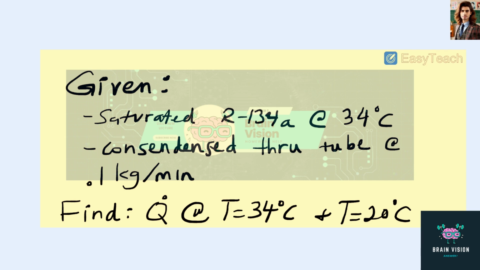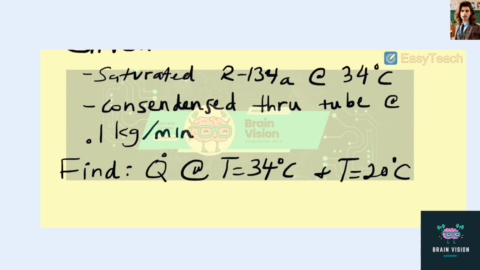Hi everyone, so what we have is saturated R134a moving through a condensing tube at 0.1 kilograms per minute, and we're starting at a temperature of 34 degrees Celsius. What we're asked to find is the rate of heat transfer when the final temperature is 34 degrees C, and also when the final temperature is equal to 20 degrees C.